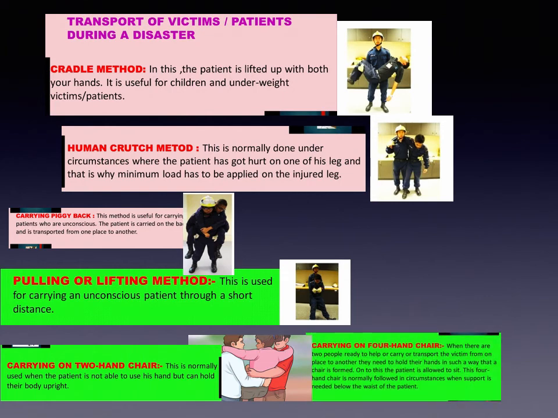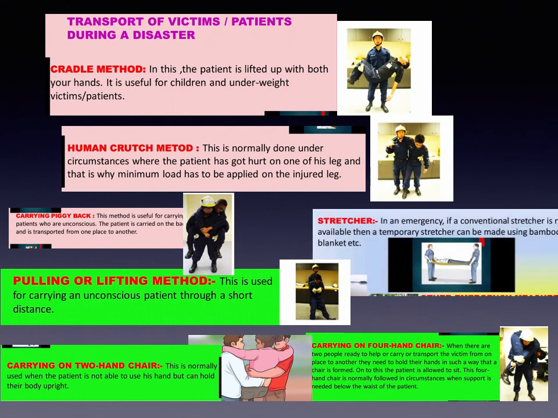The next is carrying on a four-hand chair. When there are two people ready to help or transport the victim from one place to another, they need to hold their hands in such a way that a chair is formed. On this, the patient is allowed to sit. The four-hand chair is normally used in circumstances when support is needed below the waist of the patient. Next, we shall see the stretcher method. In an emergency, a conventional stretcher is used. If a conventional stretcher is not available, then a temporary stretcher can be made using bamboos, blanket, etc.